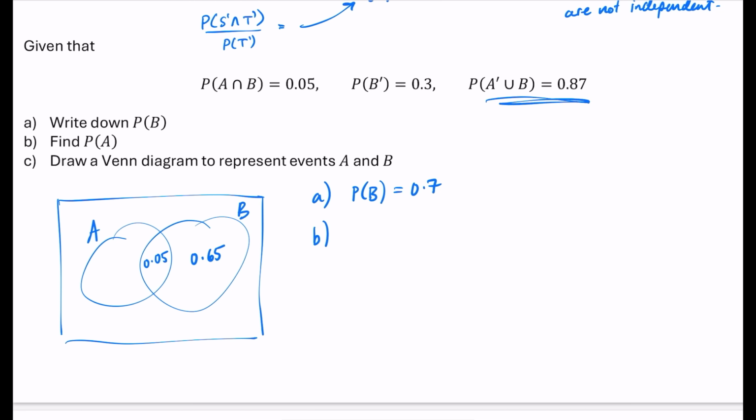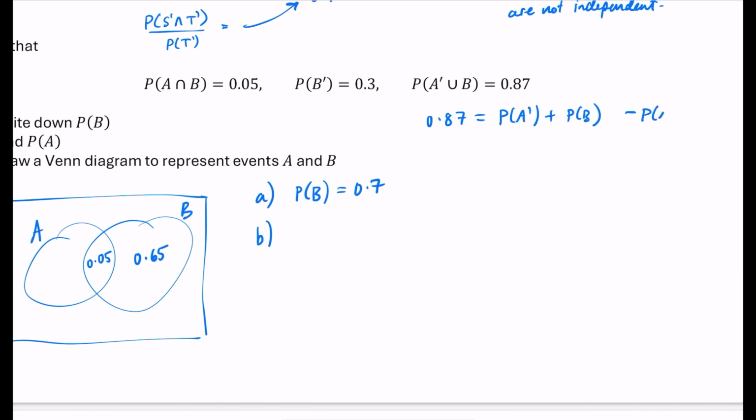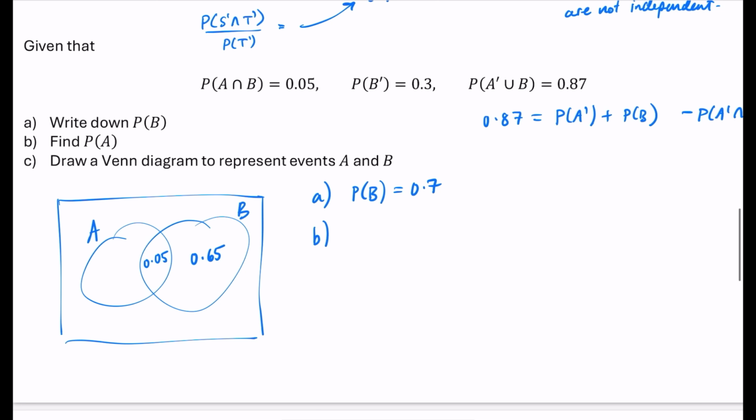And then I want to try and use this information. Now, if you do it with the formula, you get something a lot more complicated. You're going to end up with the probability of not A or B, which is 0.7, is the probability of not A plus the probability of B minus the probability of not A and B. It's possible, but it's just a bit more tricky to do, okay? I'm going to show you how you can do it just with the Venn diagram.